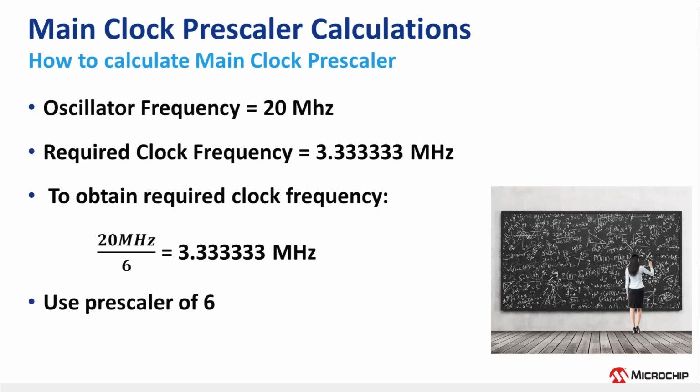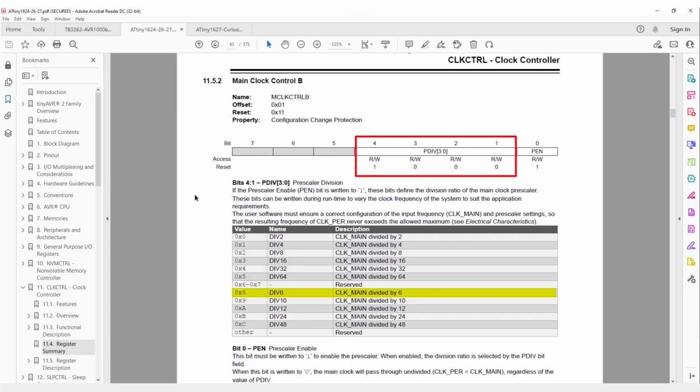To get that frequency with a 20 MHz oscillator, we need the prescaler to be 6. That is, 20 MHz divided by 6 equals 3.333333 MHz. Now we have enough to set up the clock.